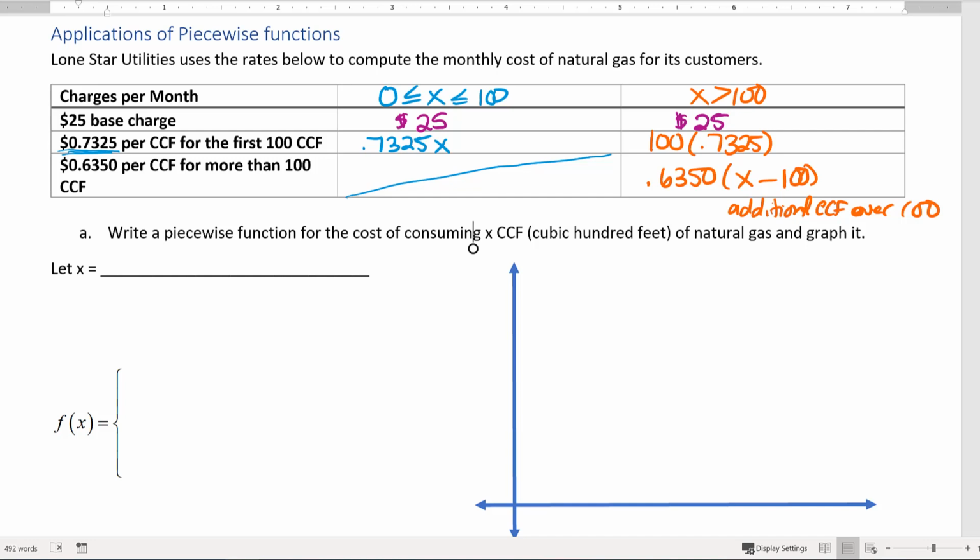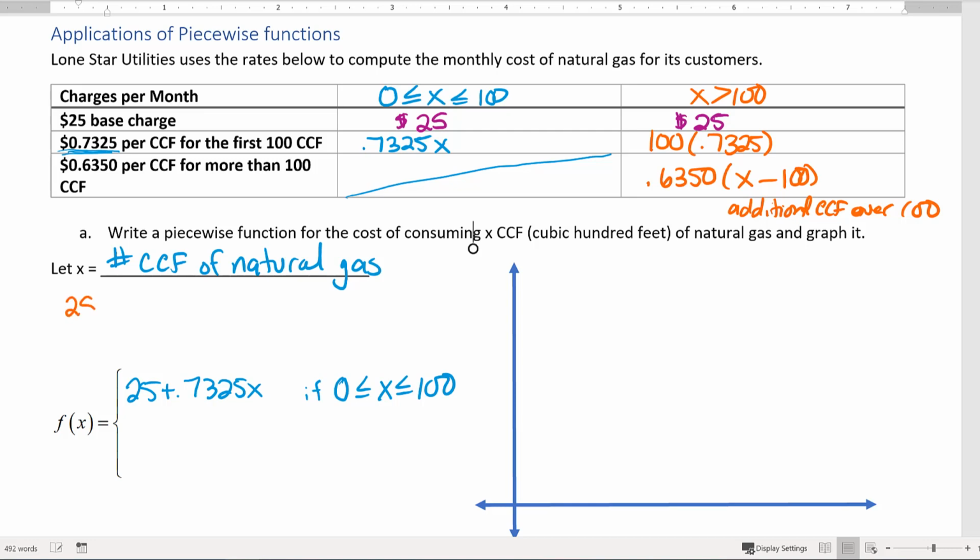So when I write my piecewise function, we're going to let x obviously equal the number of CCF units of natural gas. Probably should have done that first. In the blue domain, for anything between 0 and 100, we have the 25 plus 0.7325x. Okay, so that one's pretty straightforward. It's the orange category that's a little bit messy. So it's going to take a little bit of work to do that one.